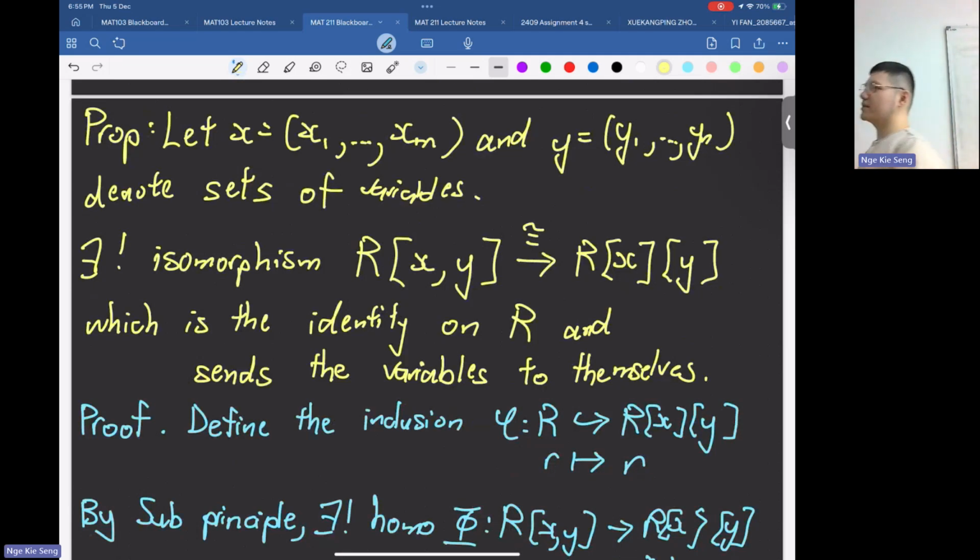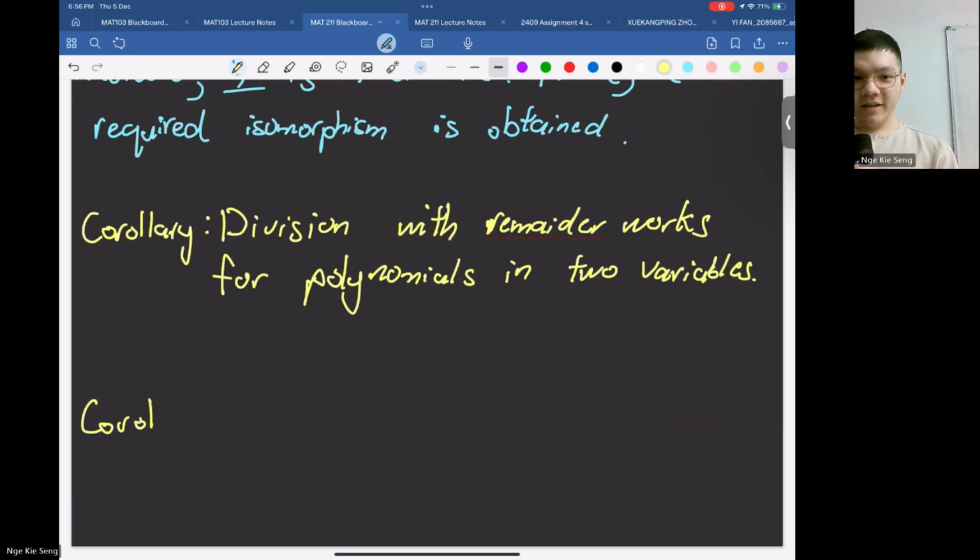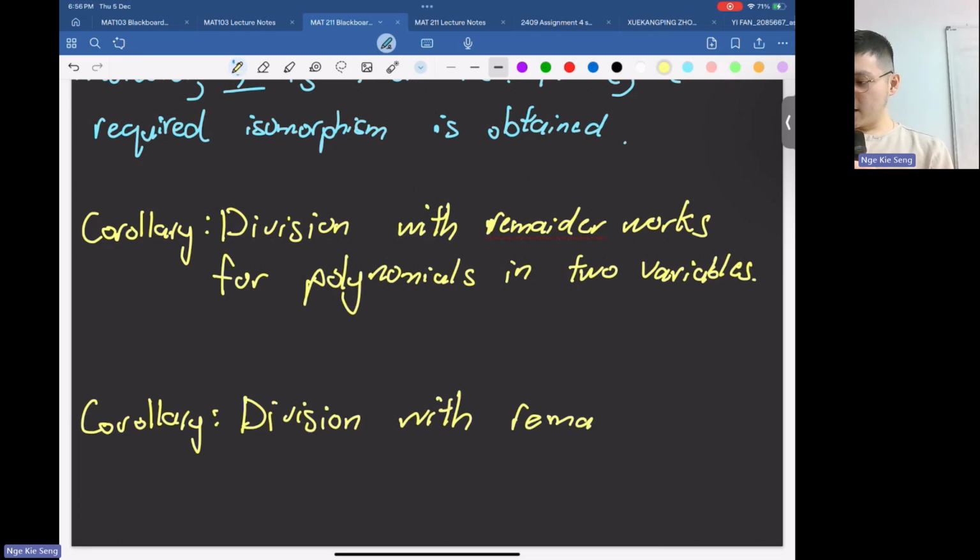So how are you going to use this proposition? Imagine this R[x,y] here is plain two variables. You can regard it as a one variable polynomial with coefficients in another polynomial ring. So you can do division with respect to y first, and then you do division with respect to x, one by one. So another corollary, do you want to guess? Yes, good. You can do division with remainder with n variables because you can split out the n variables one by one, and then use one variable division with remainder.